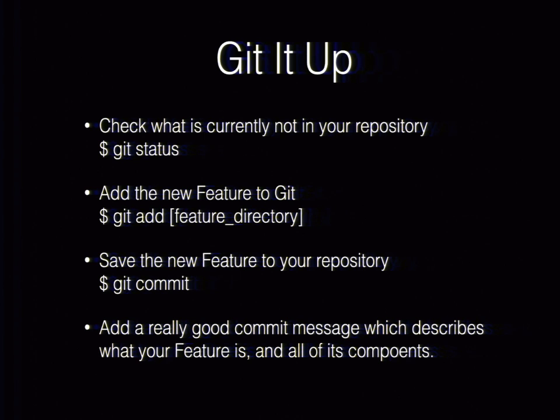Run git status to make sure that only the new things that will be going in are related to your feature. Go ahead and run git add and then the name of the feature directory or simply a period, much shorter. And then go ahead and save the new feature to your repository with git commit.